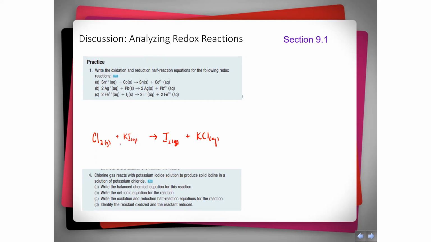Okay, so our old way of balancing would be Cl2, I need 2 of those, I'll put a 2 here, I'll put a 2 here, and they're balanced. Okay, done. Write the net ionic equation.